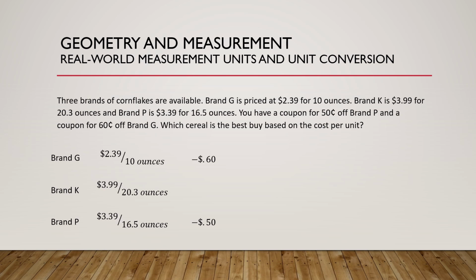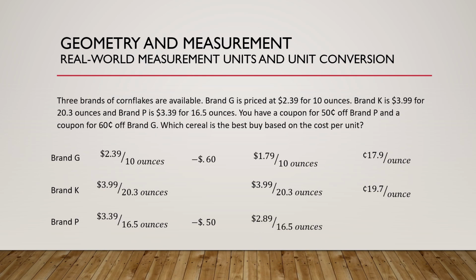Starting with brand G, if we apply the 60-cent coupon, we pay $1.79 for 10 ounces, which comes out to 17.9 cents per ounce. For brand K, there is no coupon, so $3.99 for 20.3 ounces is 19.7 cents per ounce. For brand P, we apply the 50-cent coupon to pay $2.89 for 16.5 ounces, or 17.5 cents per ounce, making brand P the best bargain.